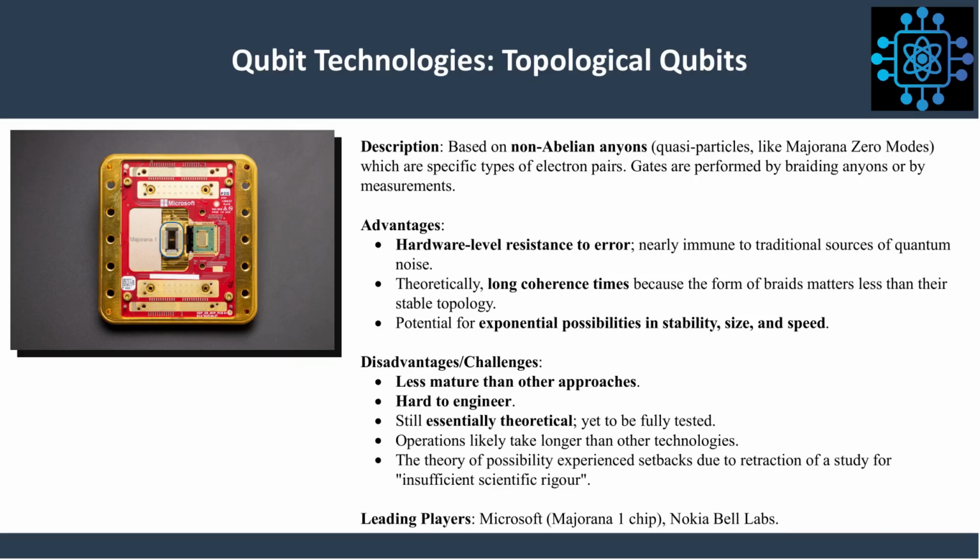Topological qubits leverage non-abelian anyons, like Majorana zero modes, for quantum computing. They offer hardware-level error resistance and theoretically long coherence times due to stable topology. However, they remain largely theoretical, challenging to engineer, and less mature. Microsoft and Nokia Bell Labs are key players in this promising yet nascent field.